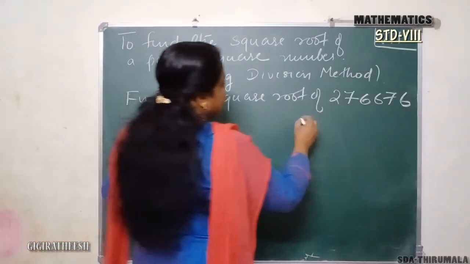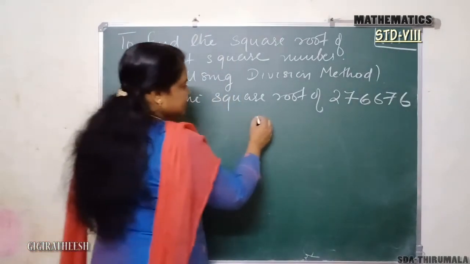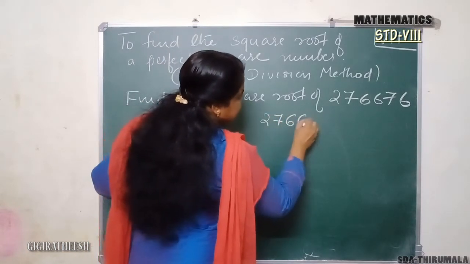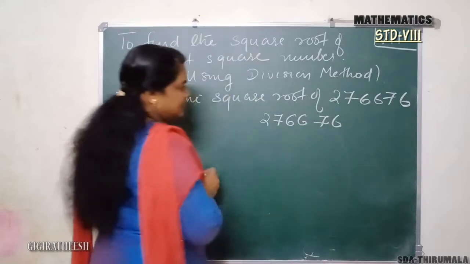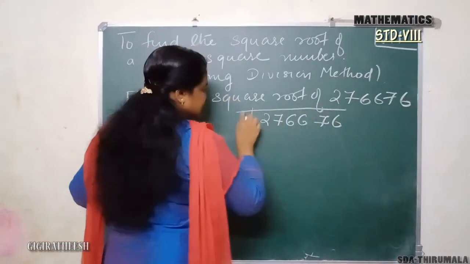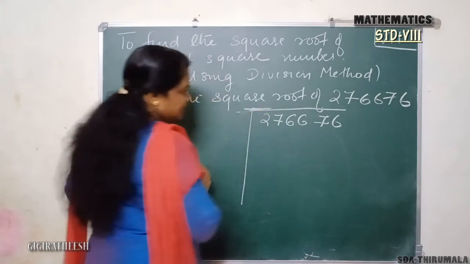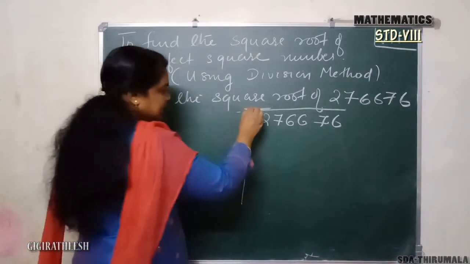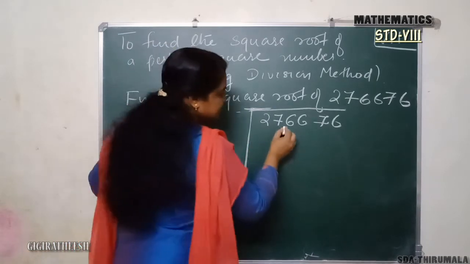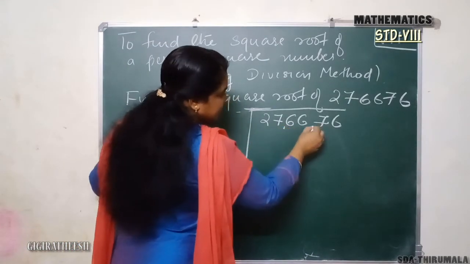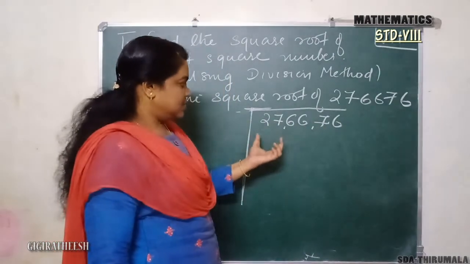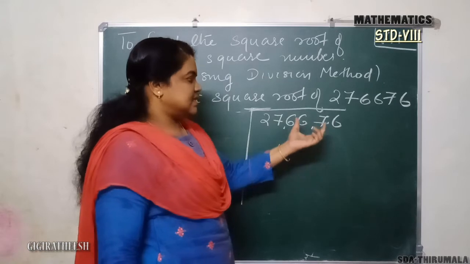Listen carefully. First, you write this number, 276,676. And then draw the division line, as we usually do, this is the process. After that, group the digits in twos, that is 27, 66 and 76.